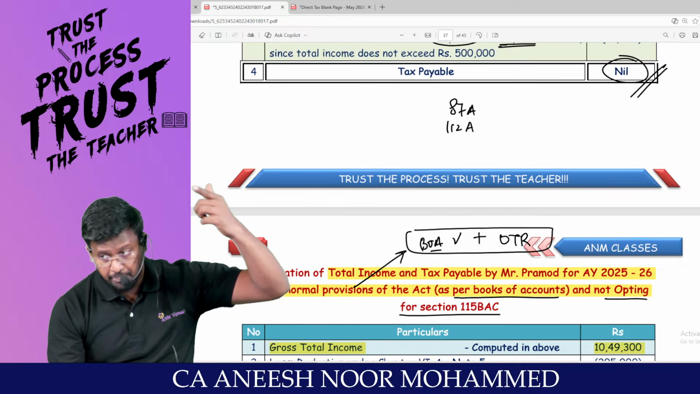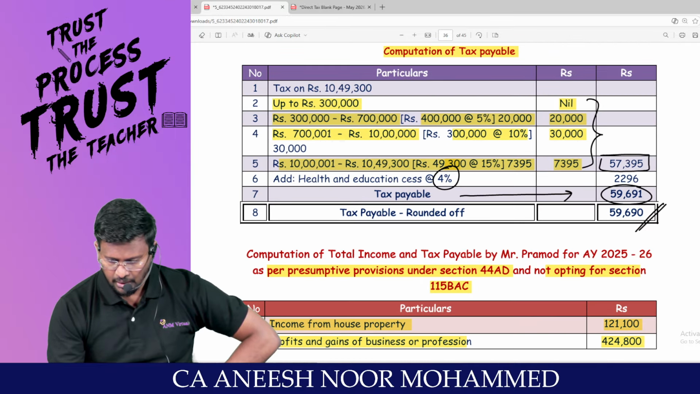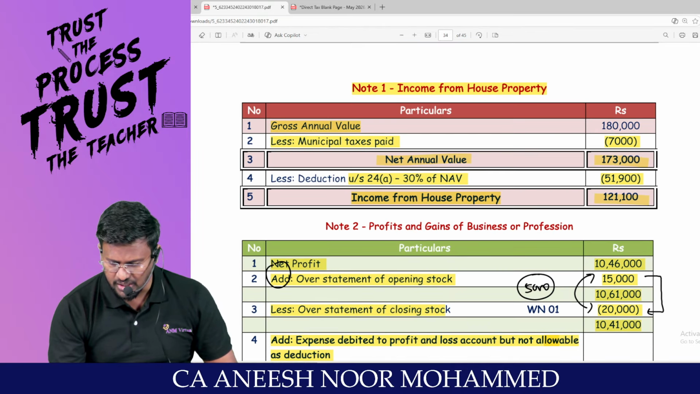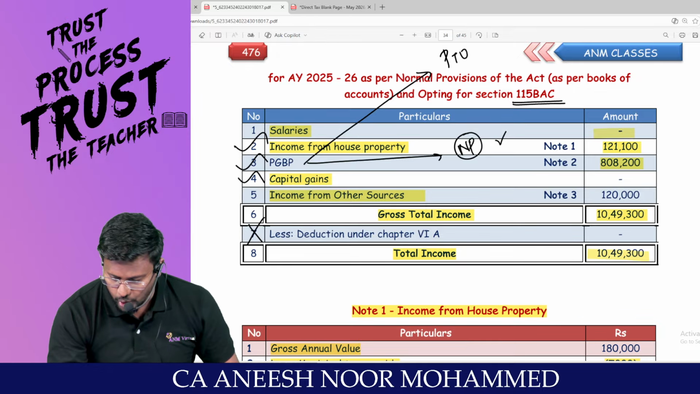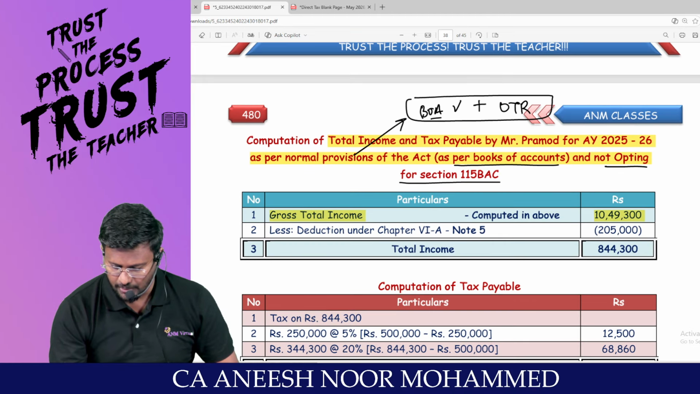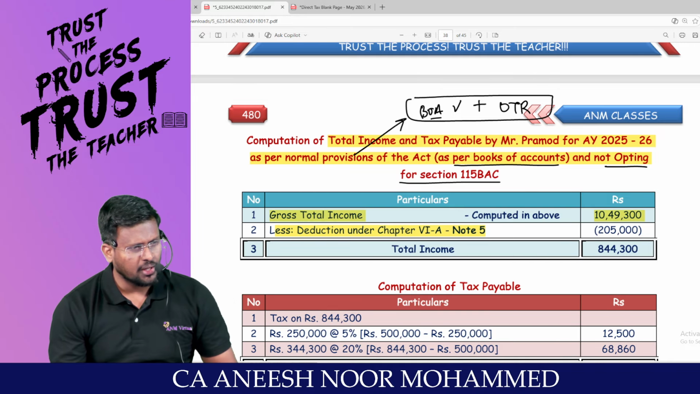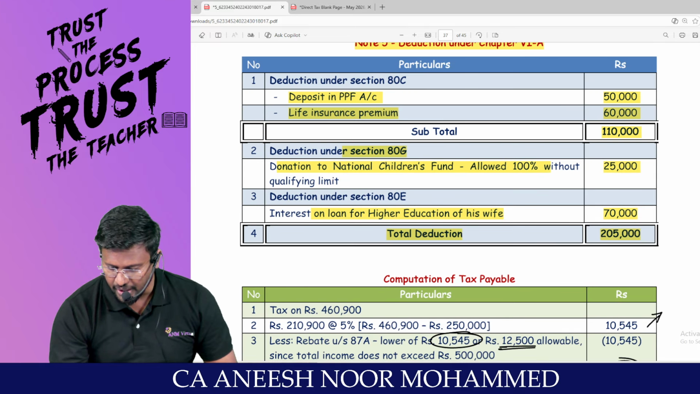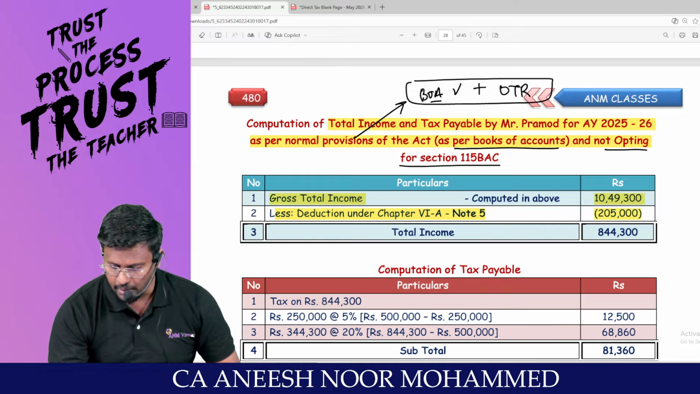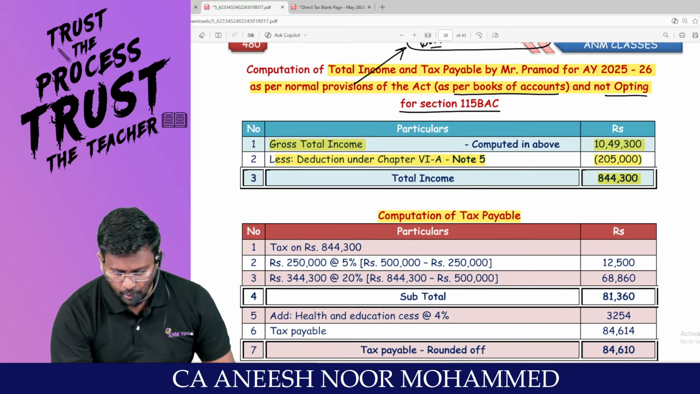Gross total income computed above. Go back and tell me. 10,49,300. This is, sir, as per normal books of account system. Am I right? You should pick the figure here. 10,49,300. Are you able to match it? Less Chapter 6A deduction, because now I am going to travel through the optional tax regime. We already finalized Chapter 6A just before. What is the Chapter 6A? 2,05,000. So my total income will be 8,44,300. On that, I'm going to calculate the tax payable.